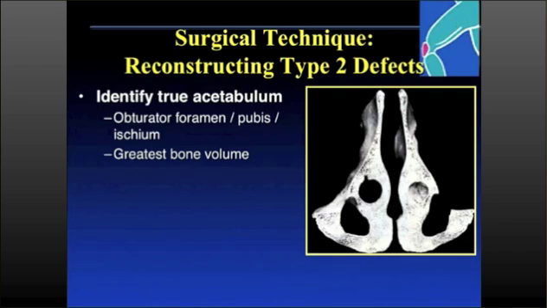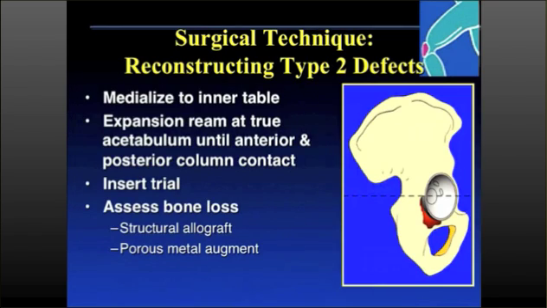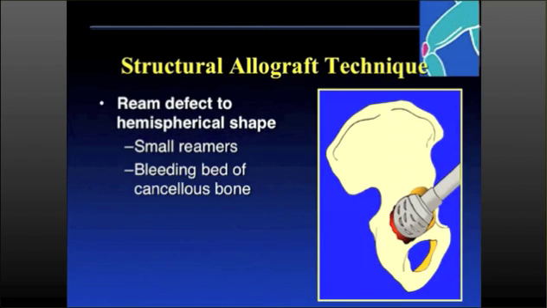For the surgical technique for reconstructing these type 2 defects, it's important to identify the true acetabulum. This allows you to work with the greatest bone volume, and you can use landmarks like the obturator foramen, the pubis, and the ischium to identify this. When you ream, you want to medialize to the inner table. This gets rid of small rim defects. Then you will expand ream at the true acetabulum until you reach the anterior and posterior columns. You can insert your trial and then assess your bone loss, and at this point in time, you need to decide whether or not to use structural allograft to graft the defect or to use a porous metal augment.